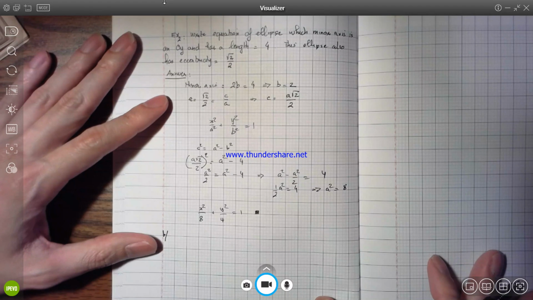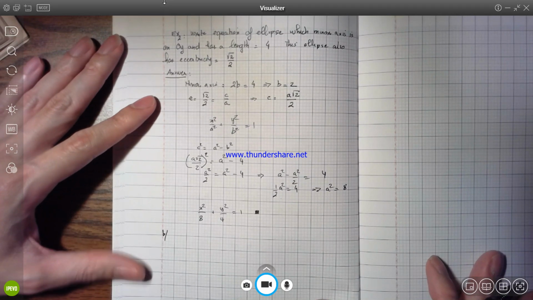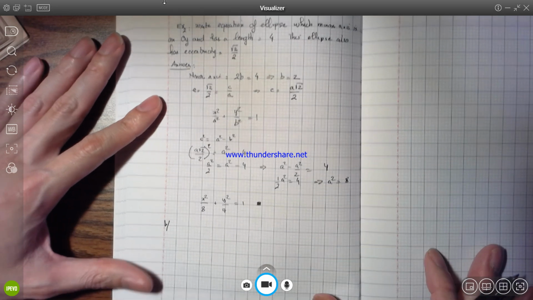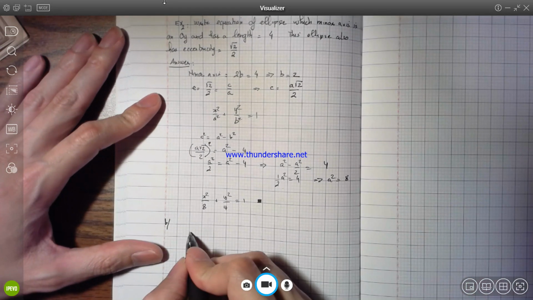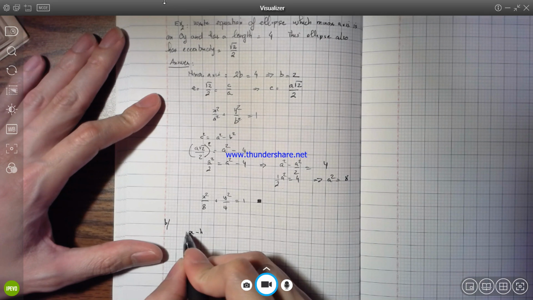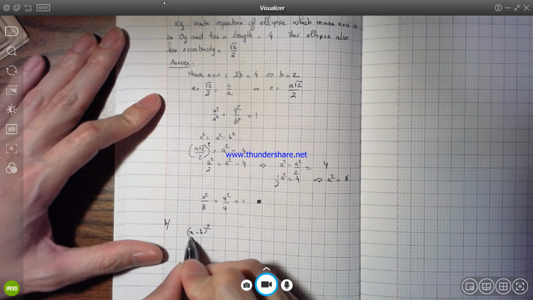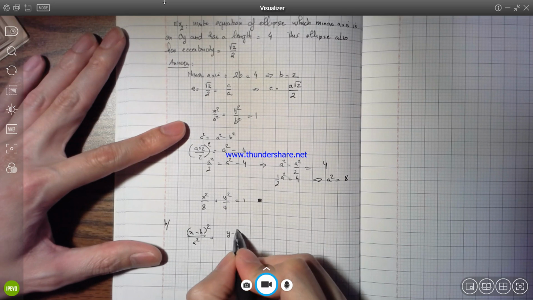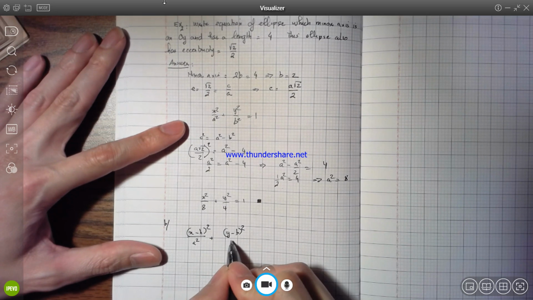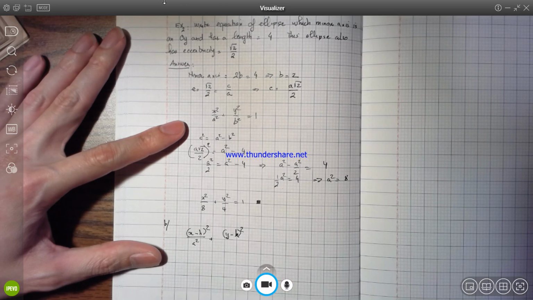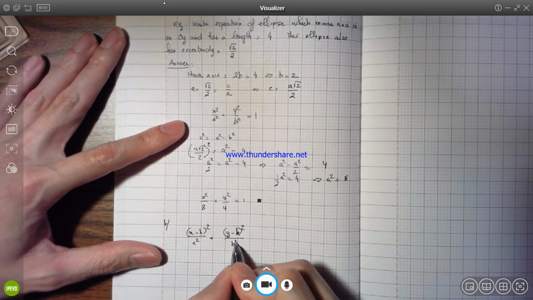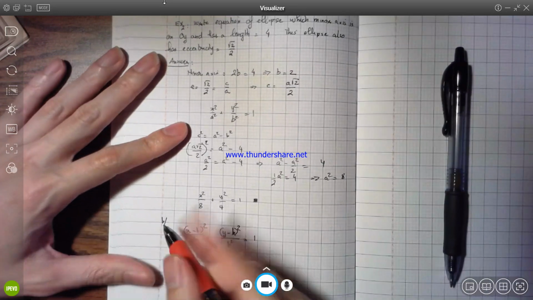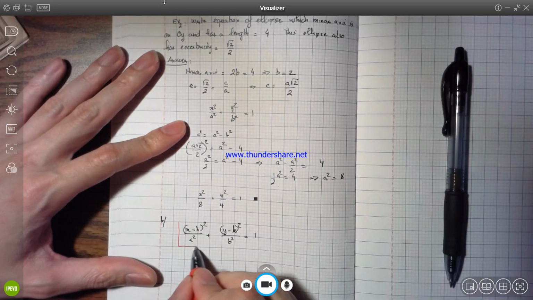If we have an ellipse with the center not at the origin, then the equation for that ellipse will be (x minus h) squared over a squared plus (y minus k) squared over b squared equal 1. Alright, so I'm gonna box this also.